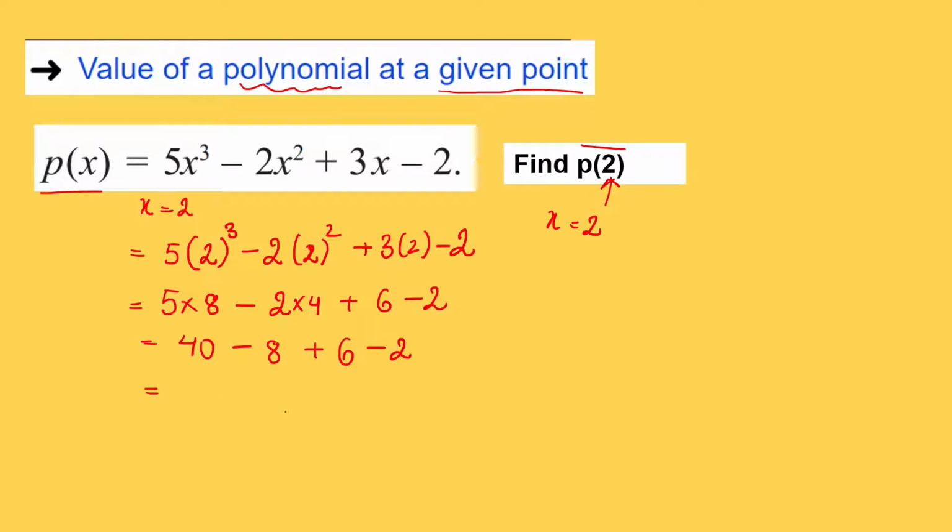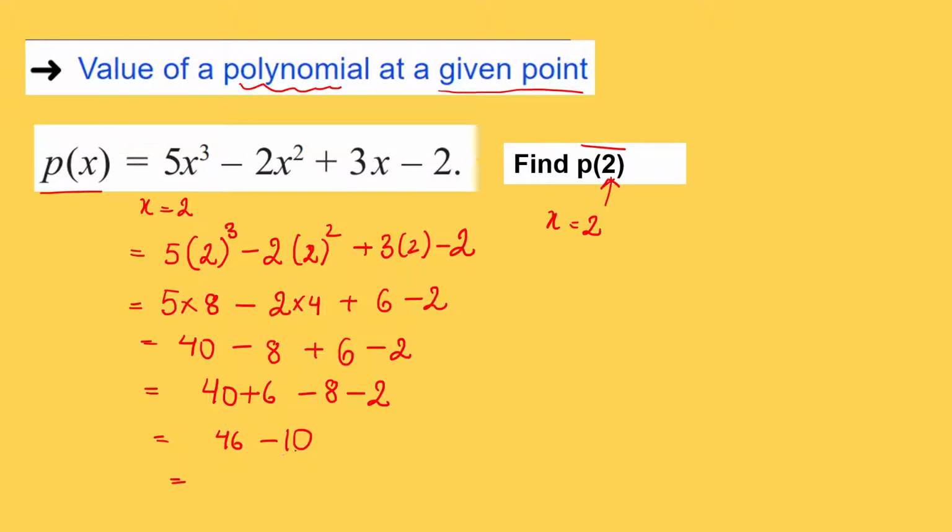If you want, you can rearrange it, all the positive together, negative together. 40 plus 6 minus 8 minus 2. So 40 plus 6, that is 46. Same signs result in addition. Different signs result in subtraction. Here also 8 and 2 both negative. So same sign, addition. This will give you negative 10.